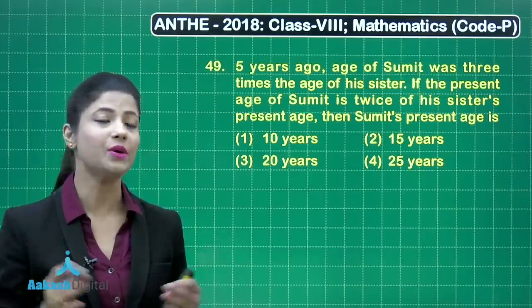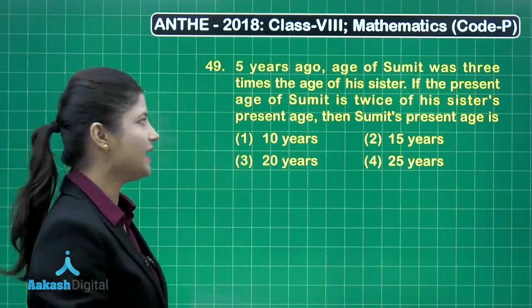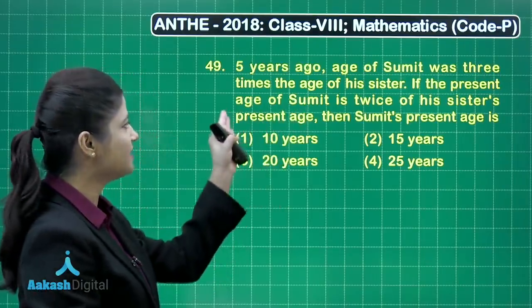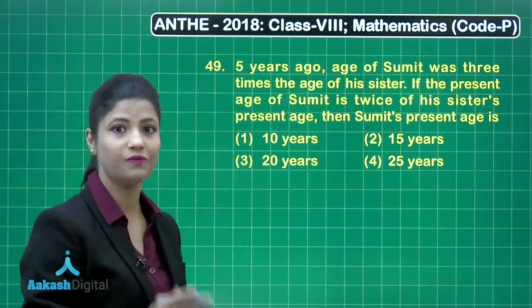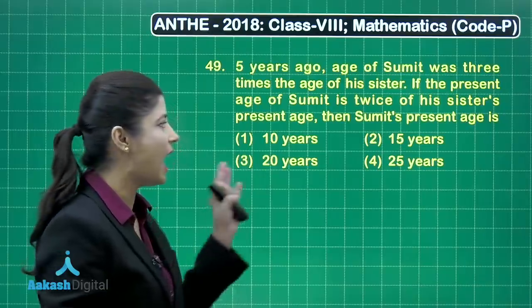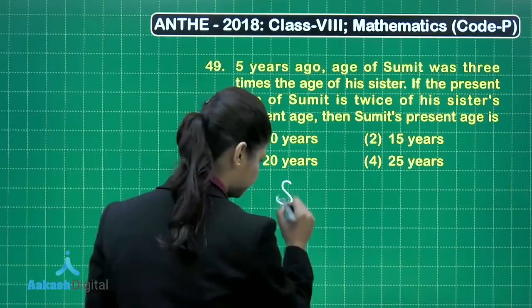Here we have our next question, which is question number 49. It states that 5 years ago, the age of Sumit was 3 times the age of his sister. If the present age of Sumit is twice his sister's present age, then what is Sumit's present age, out of these 4 options? So let us firstly talk about Sumit.